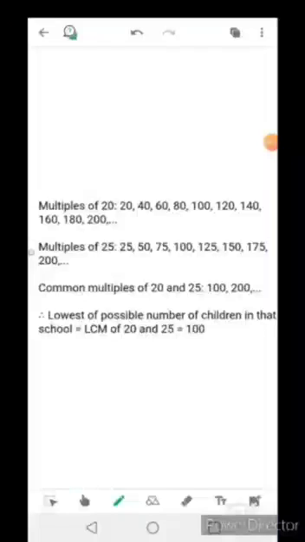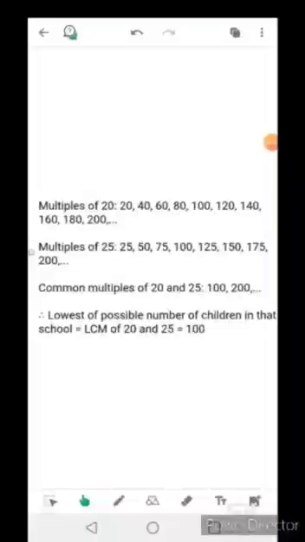Now students, let's move towards our topic. In order to find the lowest common multiple, you will have to find the multiples of the given numbers. Here two numbers are given to you, that is 20 and 25, and you will have to find the lowest common multiple of 20 and 25. So what we will do, first take out multiples of both numbers, that is 20 and 25.